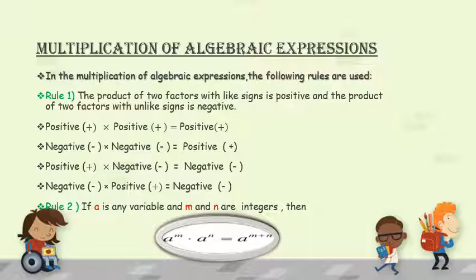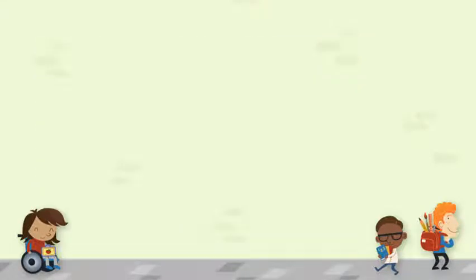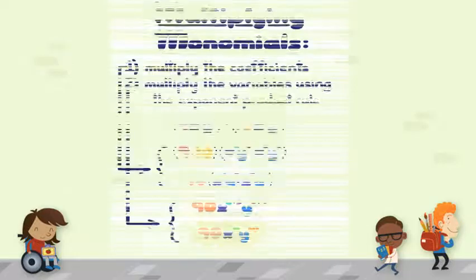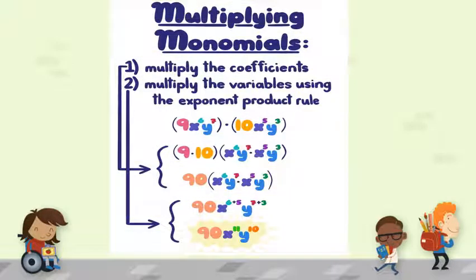Now, let's go into detail about the multiplication of algebraic expressions. First, let us see how to multiply two monomials. Of course, what is a monomial? It is a one-term expression. Don't you remember that?